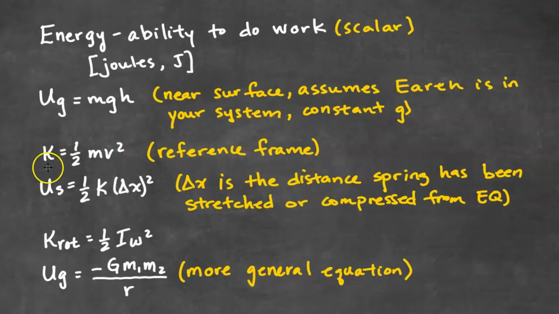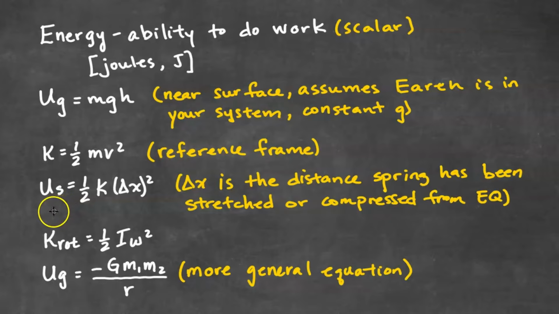Next, we have kinetic energy, which is energy stored in the motion of an object, and it's equal to 1/2 times the mass times the speed squared. This depends on your reference frame, because if you observe something moving, it depends on where you're observing it from. If you see a car driving by at 60 miles per hour, you observe that speed. But if you're in the car, you observe that the car is moving at 0 miles per hour because you're moving with the car. So kinetic energy does depend on your reference frame.